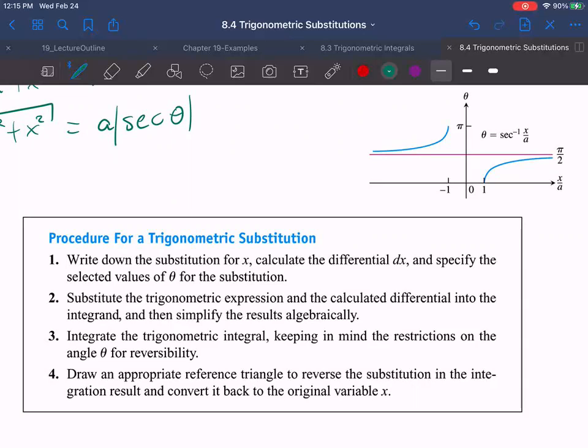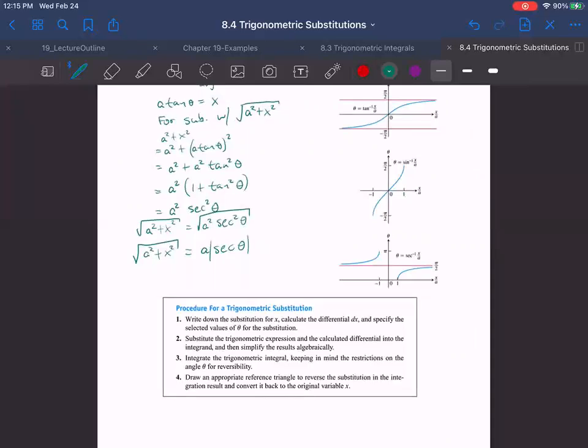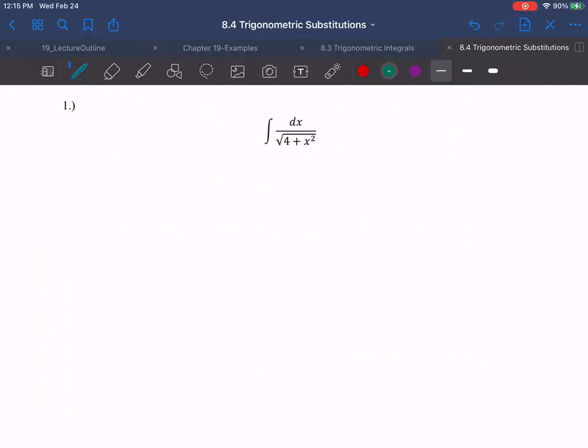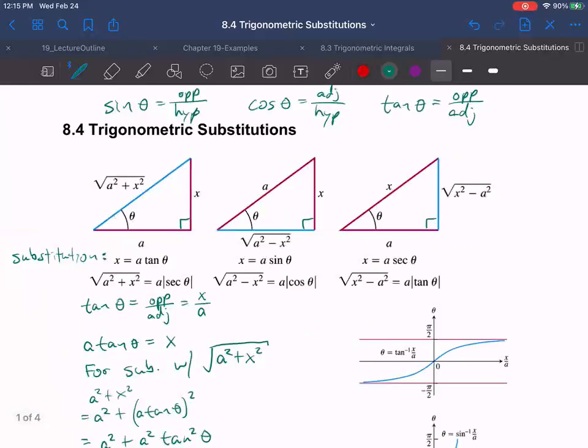Sounds super easy, doesn't it? It's really not that bad. Okay, let's try one. So here we've got integral of dx over square root of 4 plus x squared. So which situation from before is that? Which one of these three ones is it? The leftmost one. That's an a squared plus x squared, all square rooted, right? So we're looking over here at this guy.